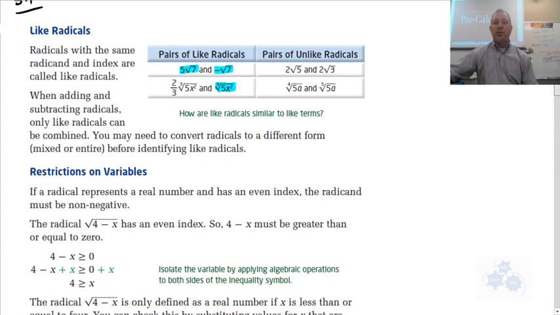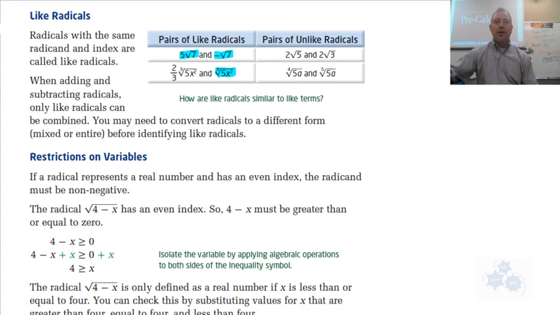There's a few important things we need to notice though. Like radicals have the exact same index, that is a square root. They're both the same types of roots, and they both have the exact same thing underneath the root signs. These are like radicals, and we can combine the coefficients in front into one radical. So this would be 5 and a negative 1. That would be a 4 root 7 if we were to add these together.